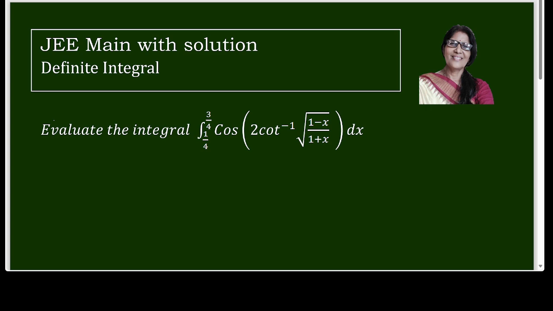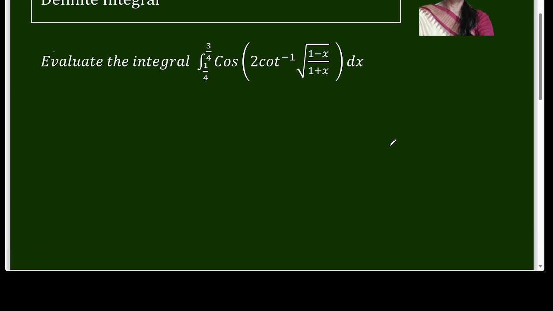You can see a question from JEE Main from definite integral integration. Evaluate the integral from 1/4 to 3/4 of cos of 2 cot inverse square root of (1 minus x over 1 plus x) whole, dx. So this is a very interesting question because of course this was an MCQ question, but I have not written the answers here. So many trigonometric formulas are applied.